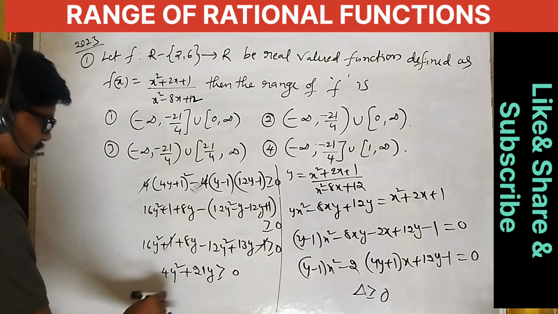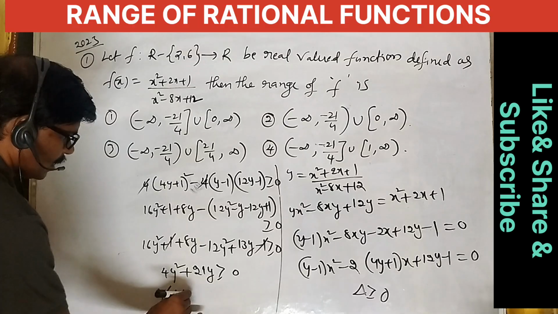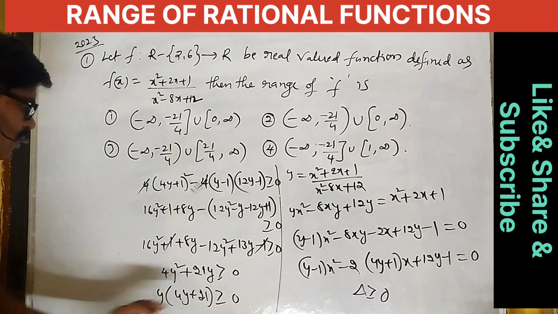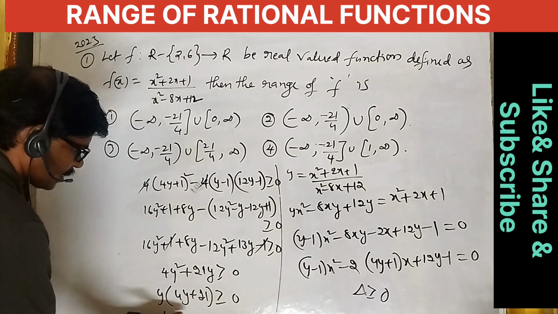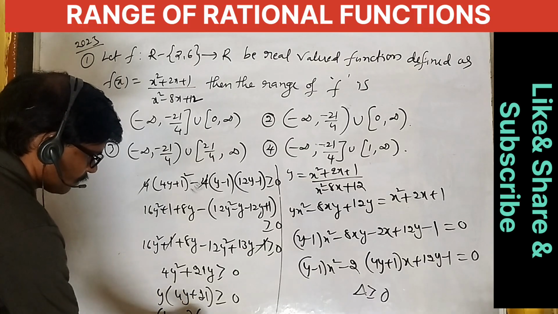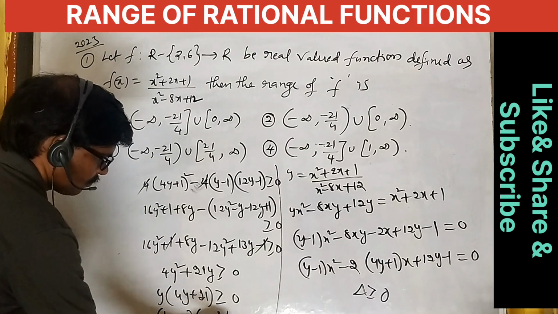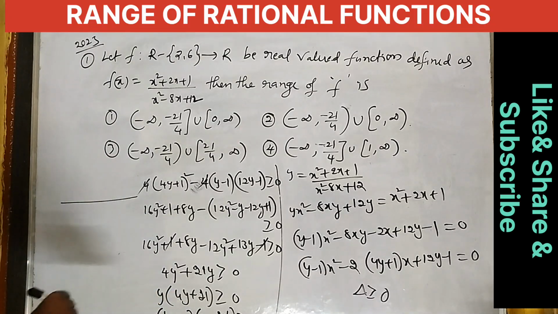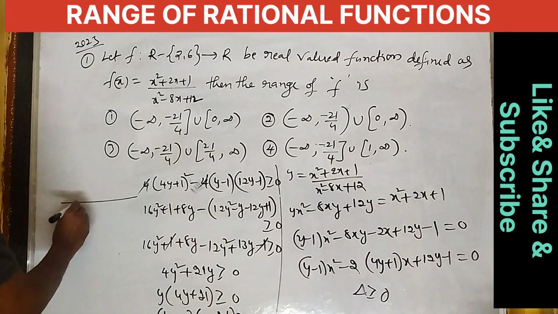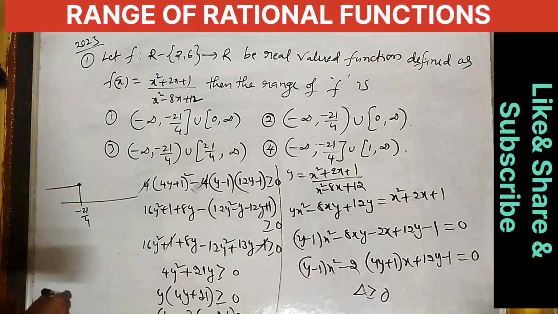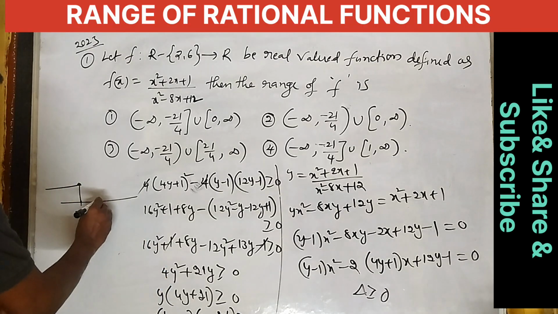What is the common here? y is the common. So y into 4y plus 21 greater than or equal to 0. Okay, here y is equal to 0, and y is equal to minus 21 by 4. So y minus 0 into y minus minus 21 by 4 greater than or equal to 0. What is our range? Greater than or equal to 0 means minus infinity to minus 21 by 4, a closed circle, and here 0 to infinity.